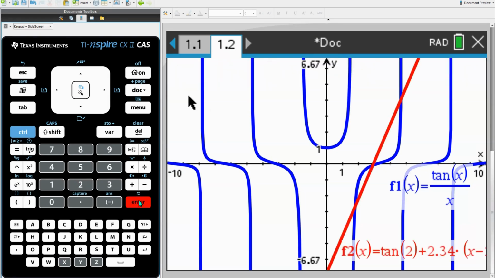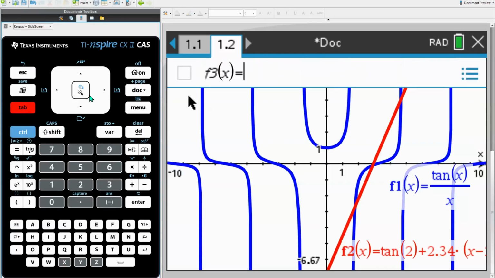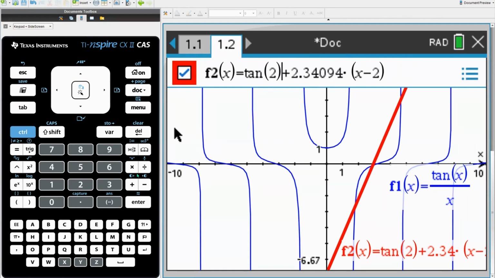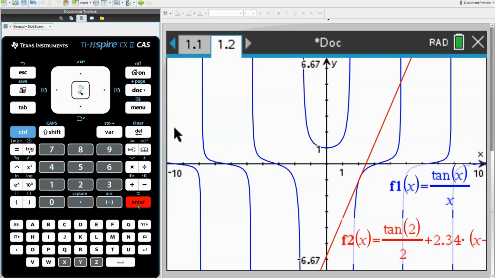Parenthesis. Enter. Oh, that does not look like a tangent line. Let's work backwards. Oh, that's because I got the wrong y value for that point. Let me hit tab, tab, up arrow. Let me put a divide by 2 here. Let's see if that fixes the problem. Yeah, that looks much better.